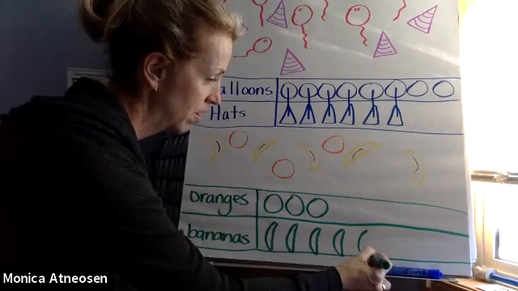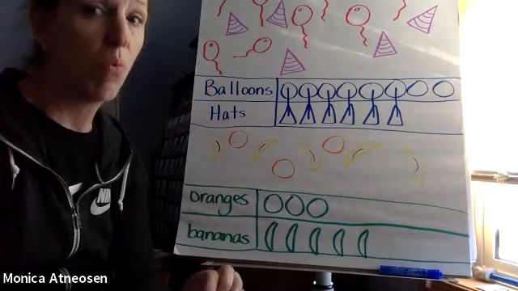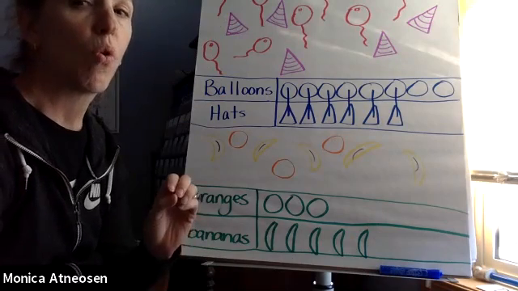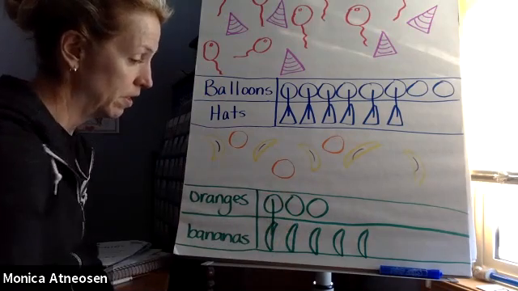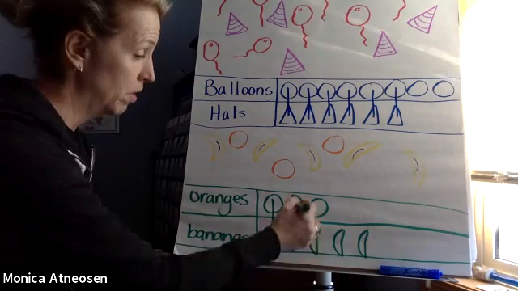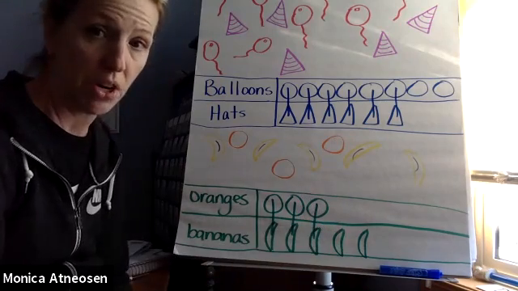4, 5. Now remember, I said when you're trying to find out how many more, how many fewer, you always, always, always match them up. They're like partners. They have a partner. That one has a partner. And that one has a partner.